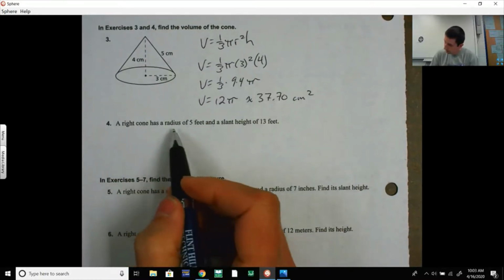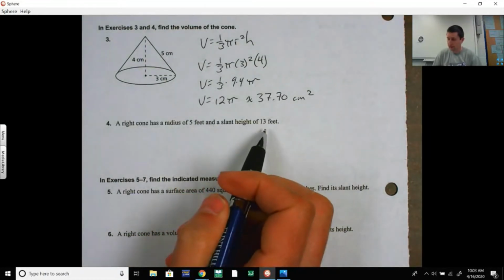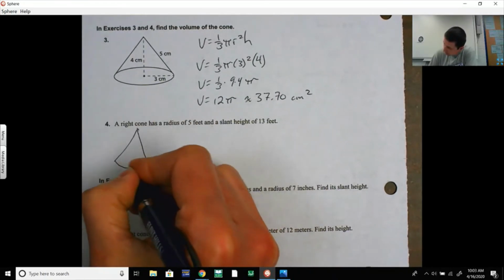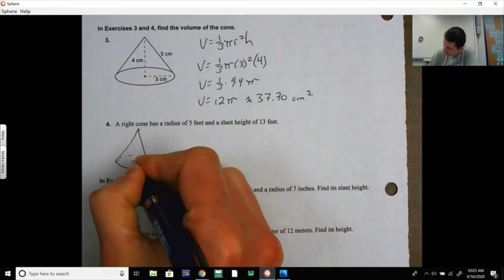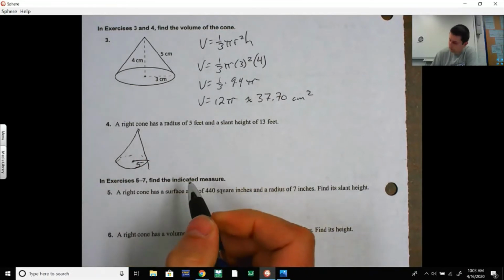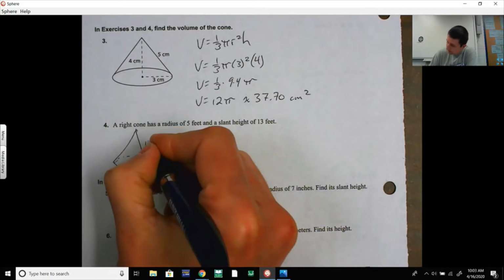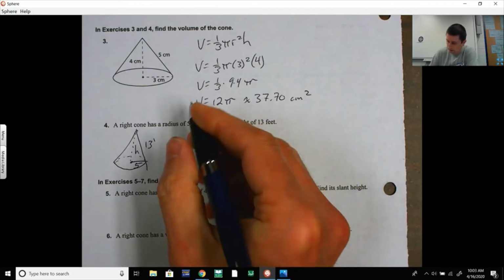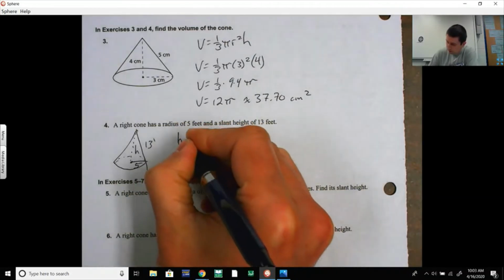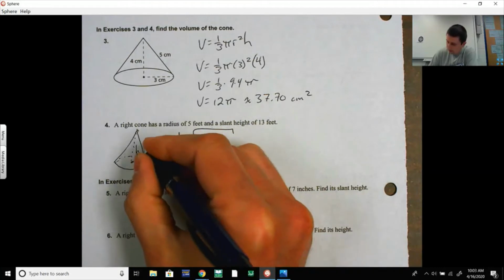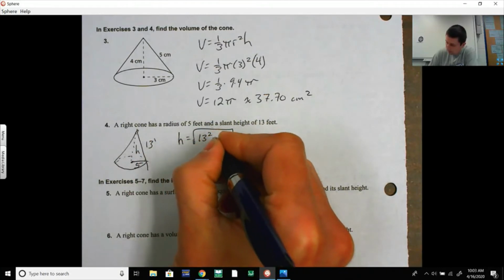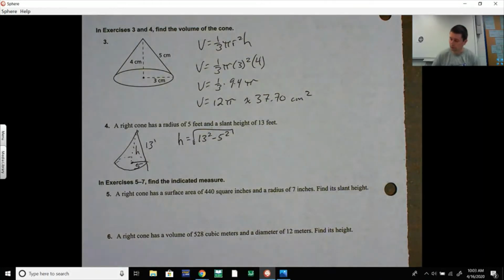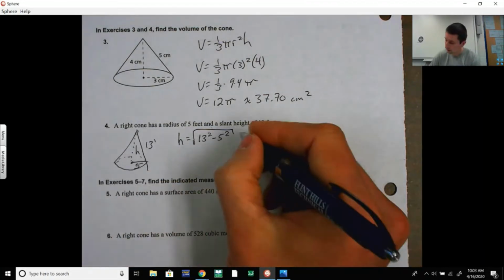A right cone has a radius of 5 feet and a slant height of 13 feet. Okay, so we have a right cone, and we have a radius of 5 feet right there and a slant height of 13 feet. Now for the volume, we need to know this height right here. So using Pythagorean theorem, h would be the square root of 13 squared minus 5 squared, since 13 is the hypotenuse. You should get 12. 5, 12, 13, that's one of our Pythagorean triples.